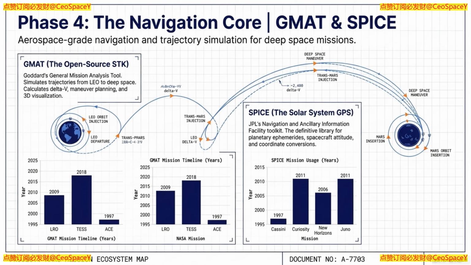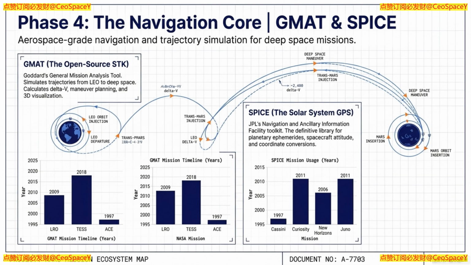It provided the data required to guide the Cassini probe on its intricate, decade-long dance through the rings of Saturn. Which was incredible. It was. It calculated the exact atmospheric entry angles for the Curiosity rover to survive landing on Mars. It guided New Horizons past Pluto. Basically, if you are doing deep space navigation, you are pulling your coordinates from SPICE.